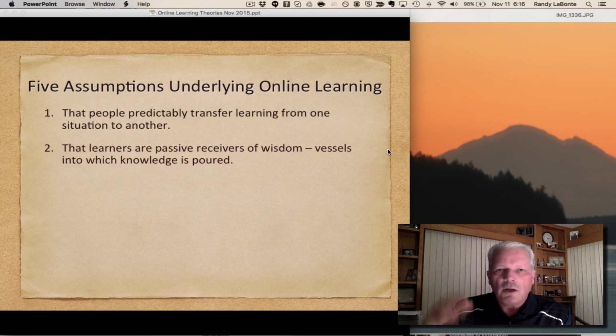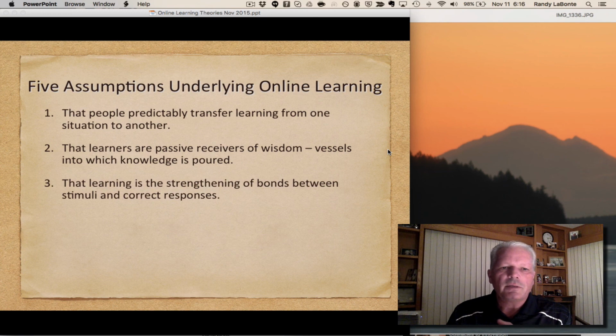But also that whole content paradigm of dispensing, or the information transmission mode, as it's called, is that you don't really just transmit knowledge to students. You engage them in interactions and learning where they create some knowledge. We'll talk a little bit more about that as we come up. But the other assumption is that it strengthens bonds between stimuli and correct responses. So that's that paper pencil kind of testing. So we need to check for understanding.